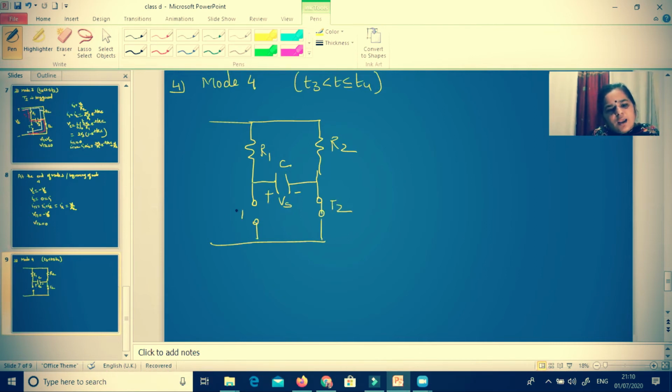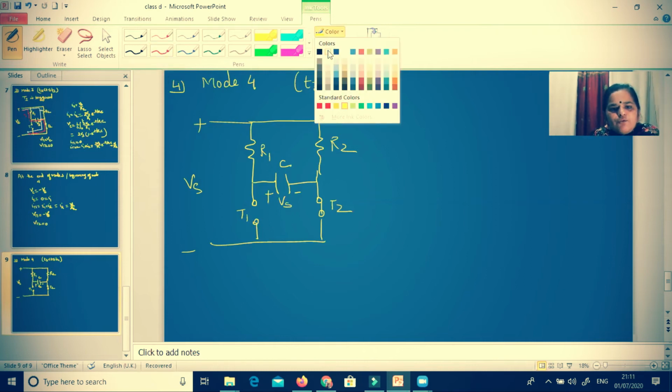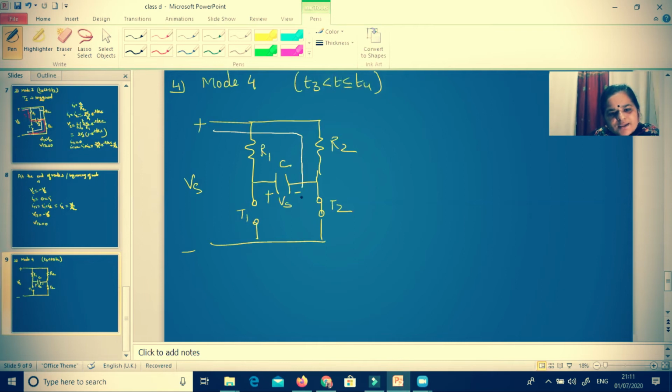So T1 and T2. Under this condition, the capacitor voltage through the T2 circuit is appearing as a forward bias, but still T1 is not on because the triggering pulse is not given to it. So under this condition, only one current can flow, that is I2. IC will be 0 in this case. Why? Because this is plus Vs, this is plus Vs, so there is no potential difference. So in this case, I1 is equal to 0 and IC is equal to 0. Only I2 will flow and that is equal to Vs by R2.